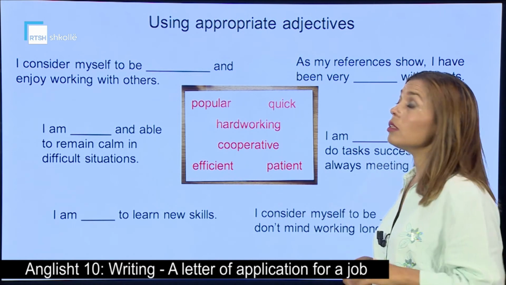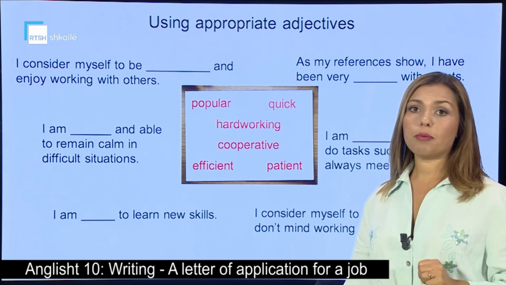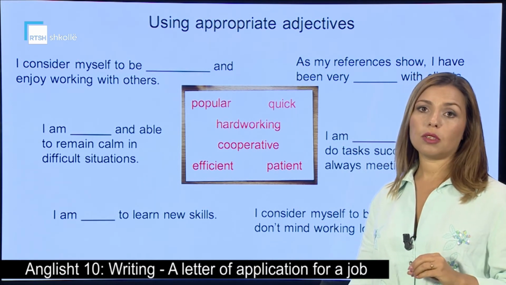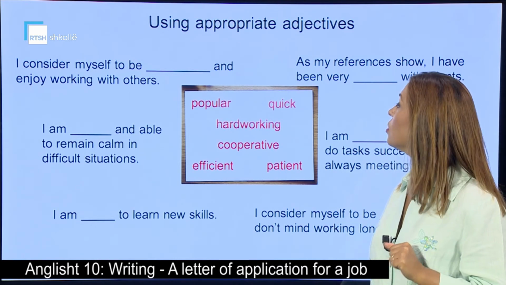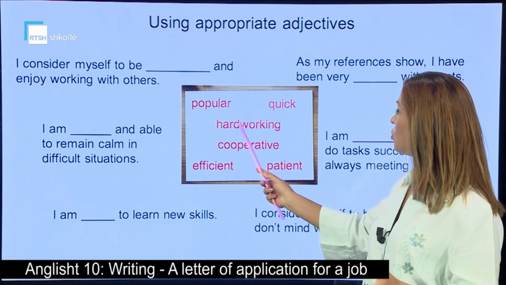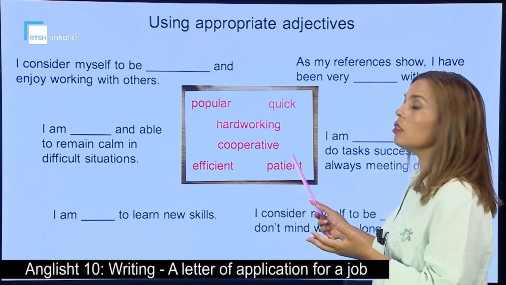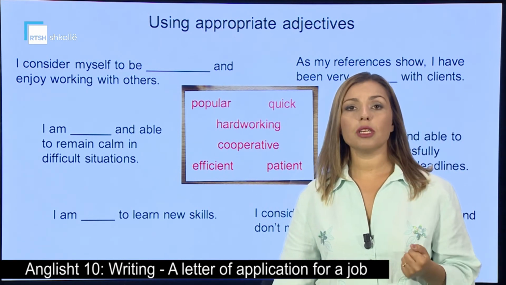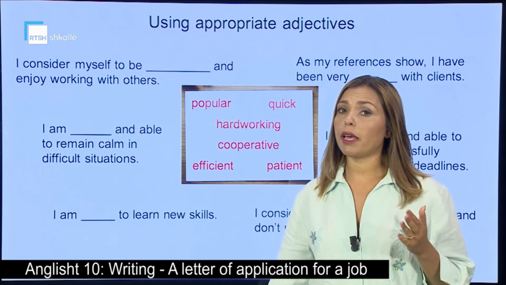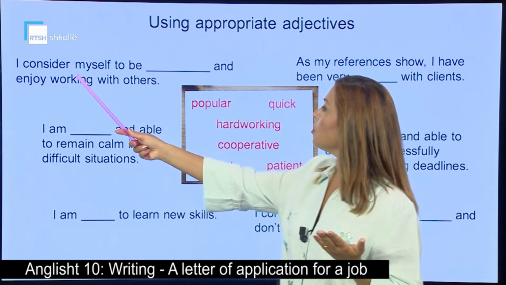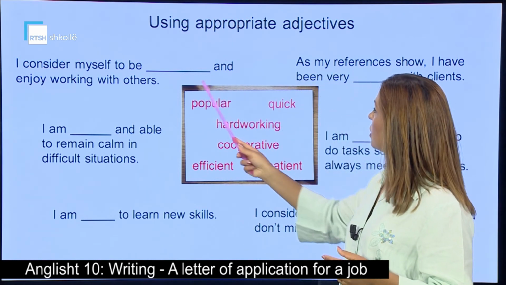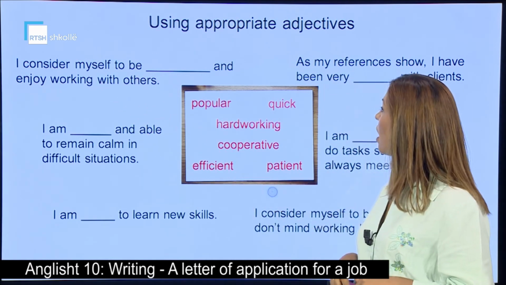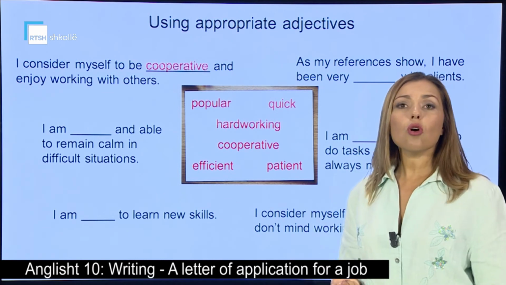Adjectives or qualities about yourself are very important. Remember that we have to use these qualities to describe ourselves in the 4th paragraph that we talked about. So you've got popular, quick, hardworking, cooperative, efficient, and patient. All these are positive, and they should be included in your email. So you can say, I consider myself to be cooperative and enjoy working with others. So when you like working with others, you are, of course, cooperative.